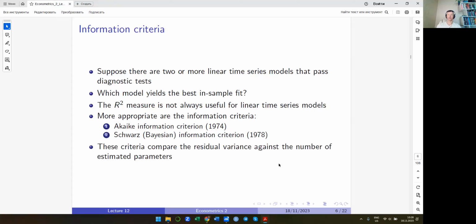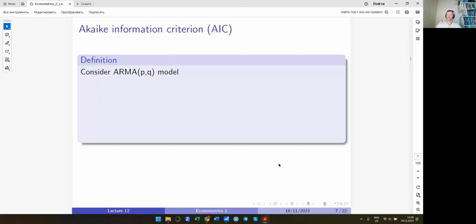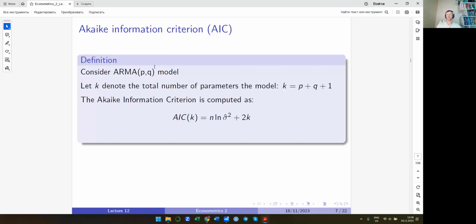So what these criteria are about? All of them compare the residual variance against the number of estimated parameters. So they penalize, they punish the model for additional parameters, and they increase with the precision of the model. So this is something similar to adjusted R squared that we have covered in econometrics. So let's see how these two criteria are constructed. If we have ARMA model and we have k parameters, p plus q plus 1, then AIC is computed as n, which is the number of observations, times the natural logarithm of the estimate of sigma squared, which is the variance of residuals, plus 2k. Here k is the number of parameters plus 1.